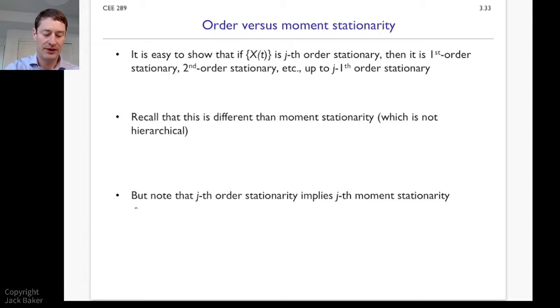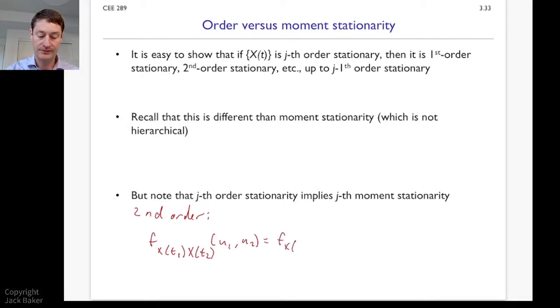So if we think about second order stationary, that means that kind of a pairwise joint distribution, x at time t1, x at time t2, evaluated at u1, u2, is equal to a joint distribution at x at time t1 plus r, x at time t2 plus r, u1, u2. All right, so that'd be the second order.